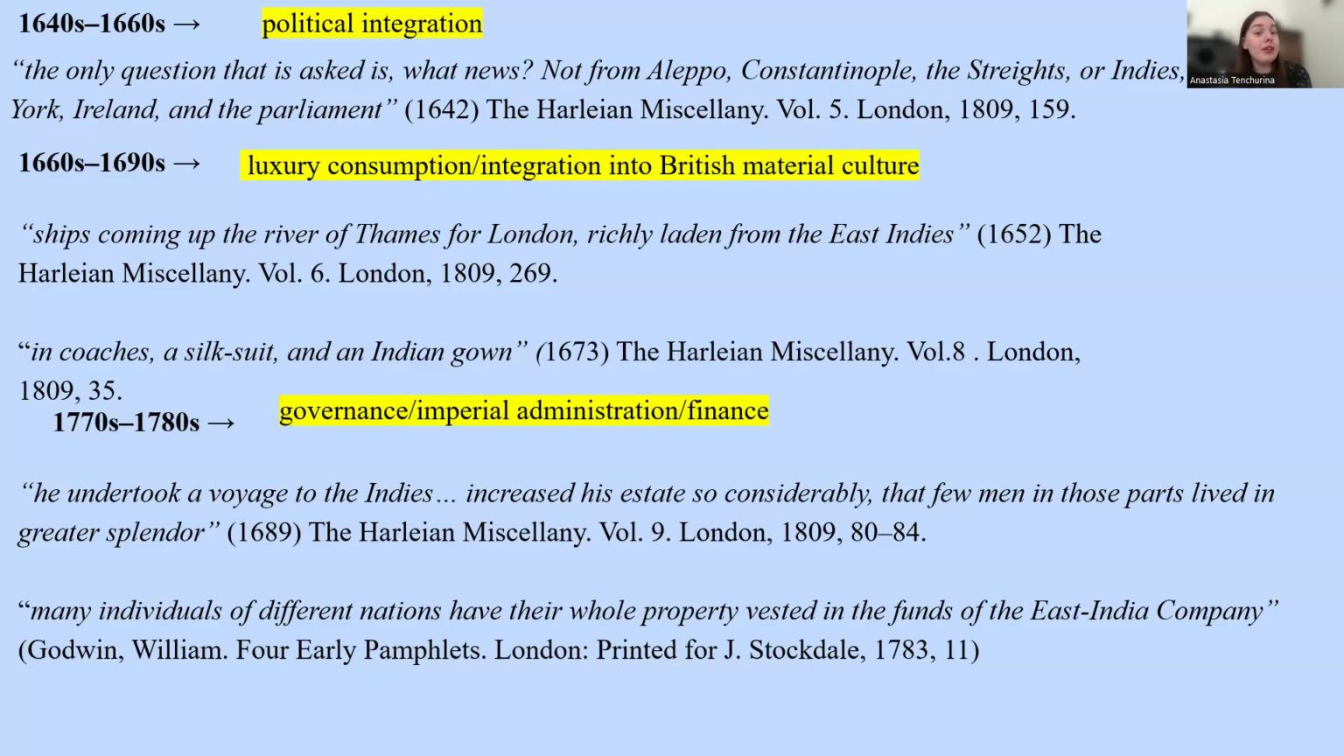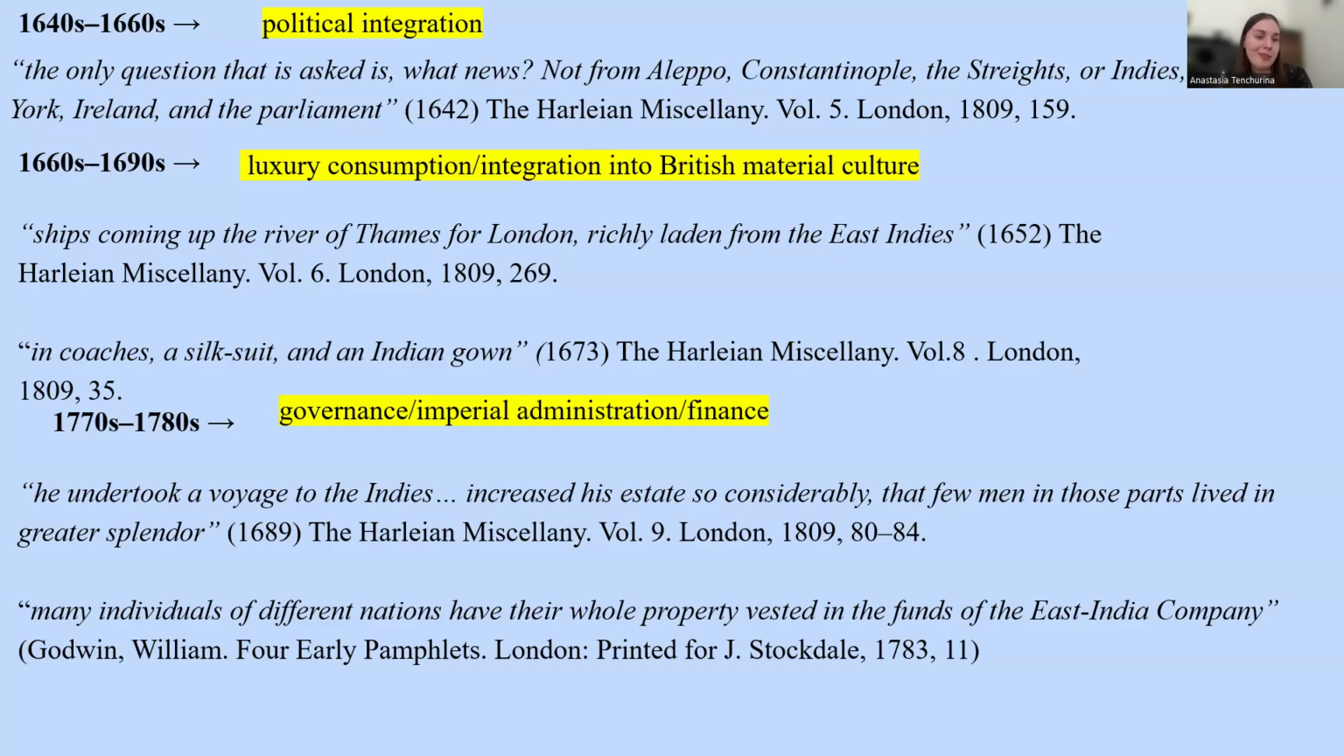And finally, by the late 18th century, the vocabulary changes again, and it's a very famous William Gordon's pamphlet that refers to "many individuals of different nations whose whole property is vested in the funds of the East India Company." So what we can see here is that at this point, late 18th century, India is not only a place of goods, of voyages, but it's a so-called financial structure. And the name of India is getting embedded into funds, into investments.